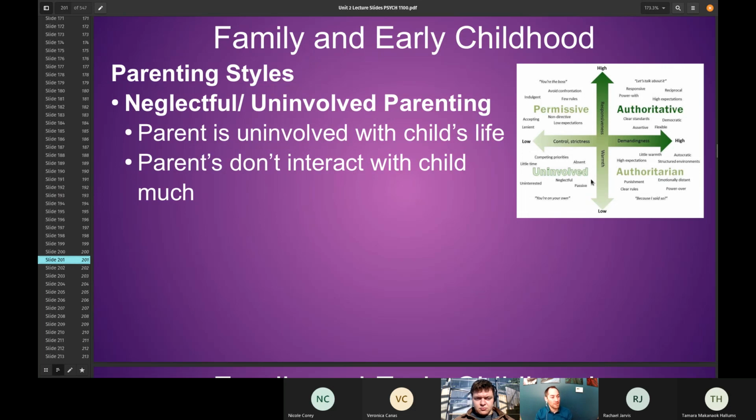Neglectful or uninvolved parents are both low on warmth and low on demandingness. So very few rules. The child can do what they want, but they have very little warmth from the parent. The parent might be completely outside of the house most of the time, not actually present, or it might be that the parent is present but doesn't seem to care that much.